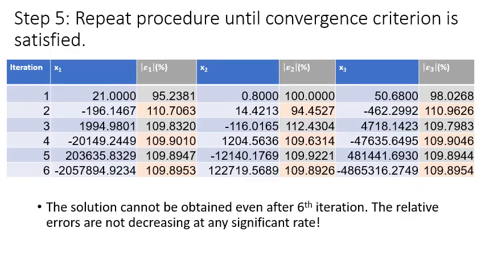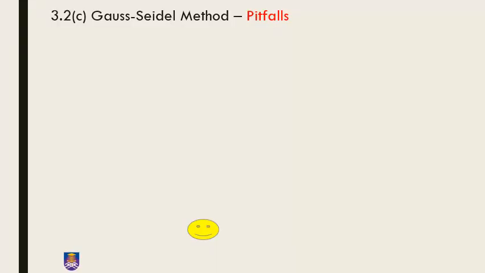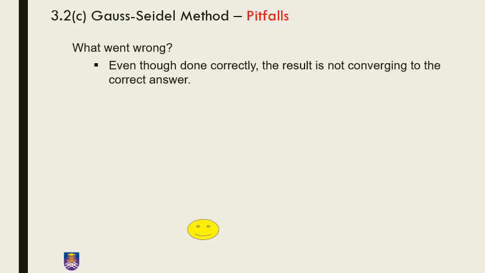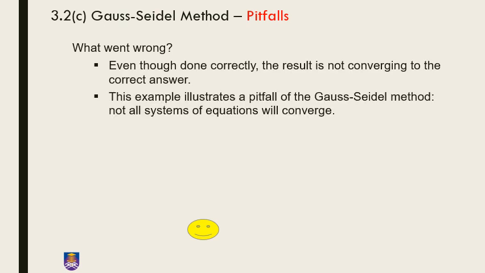We will continue the iteration until epsilon A is less than 0.5%. However, the solution cannot be obtained even after 6 iterations. The relative errors are not decreasing at any significant rate. What is wrong? Even though we've done the calculation correctly, the result is not converging to the correct answer.